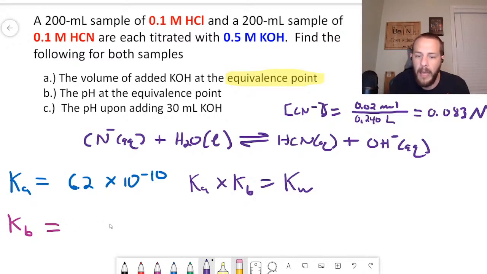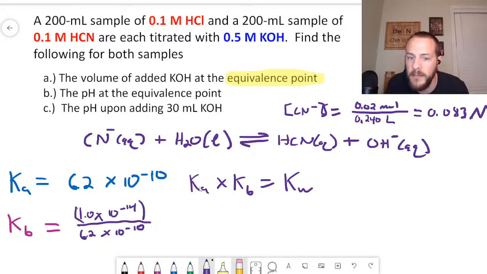So if you have Ka and you want to know Kb, all you need to do is take Kw, and again, what is that? That's 1.0 times 10 to the minus 14 at 25 degrees Celsius, and you divide it by your Ka value, 6.2 times 10 to the minus 10. So the product of Ka and Kb is Kw, and all you need to do is divide Kw by Ka, and that gives you Kb. So the Kb is going to be equal to what? Well, I've got to perform this calculation in my calculator, and again, I would invite all of you to do the same.